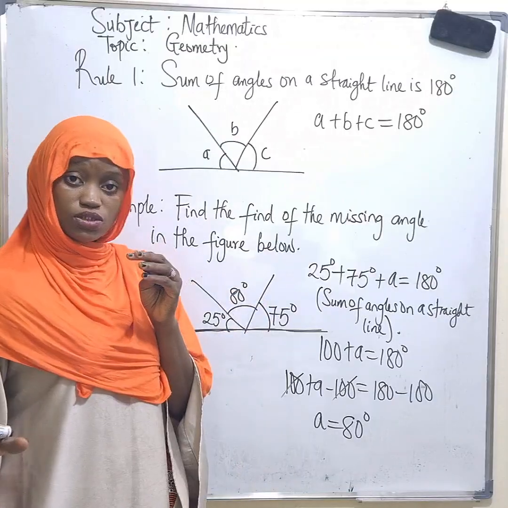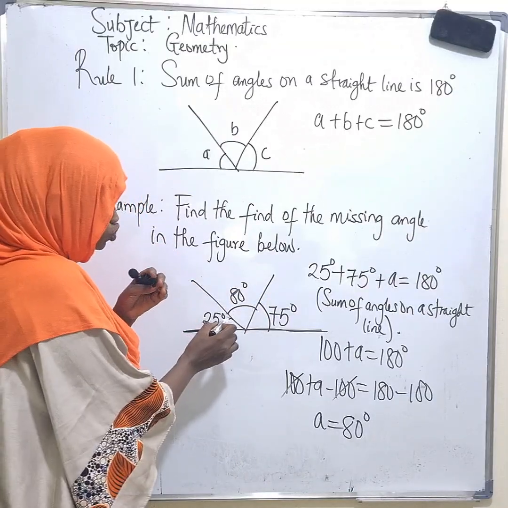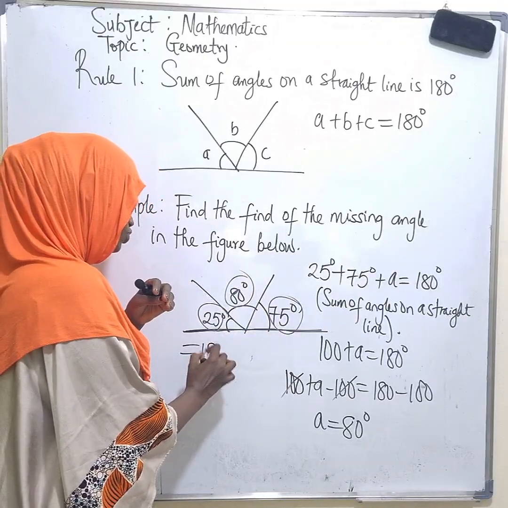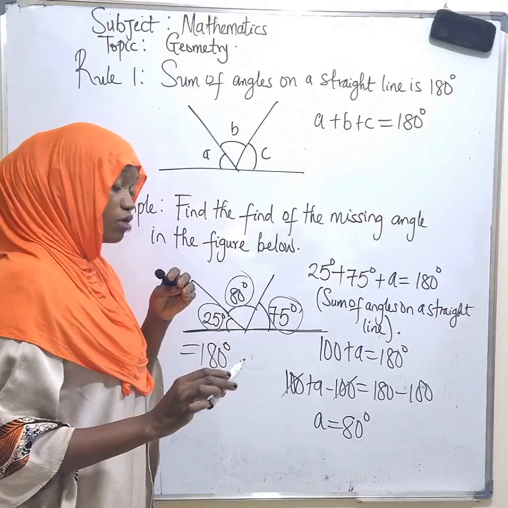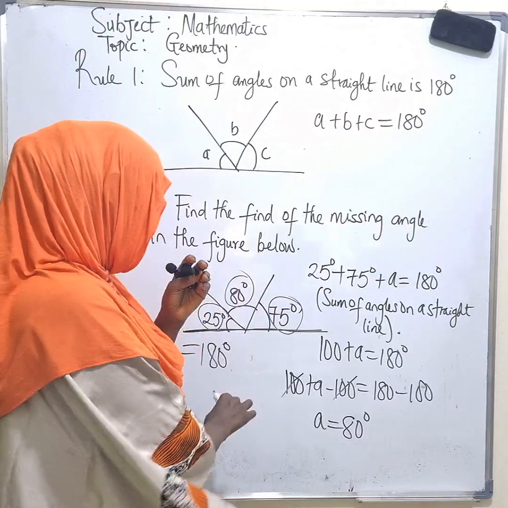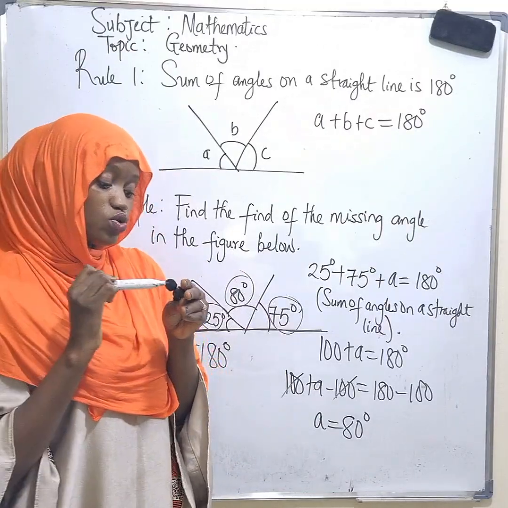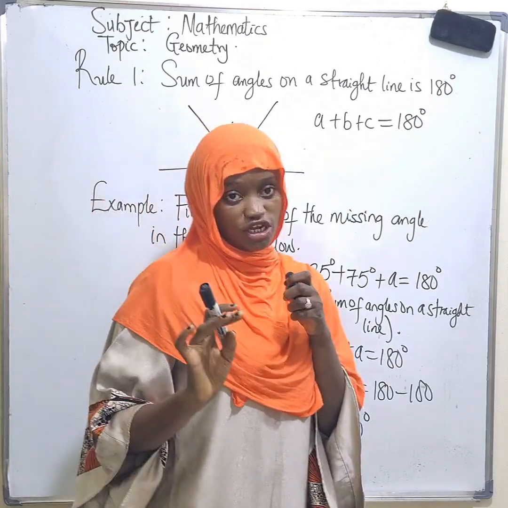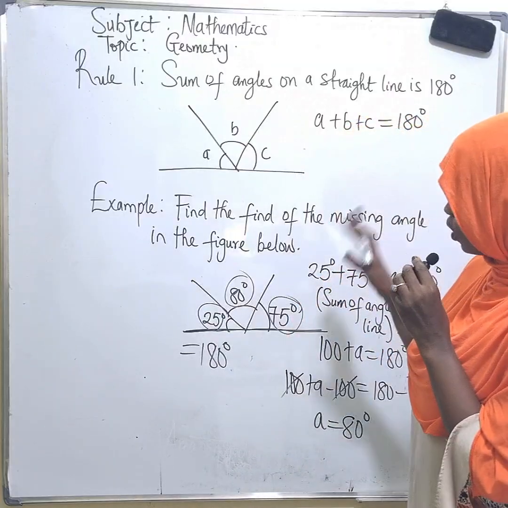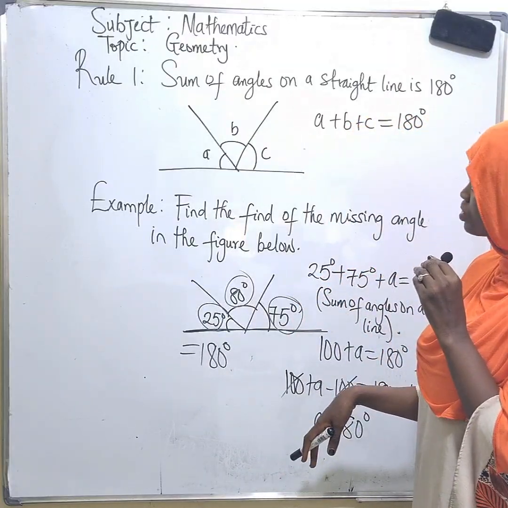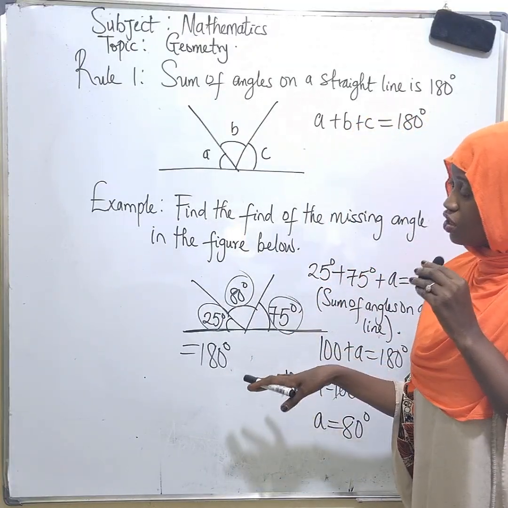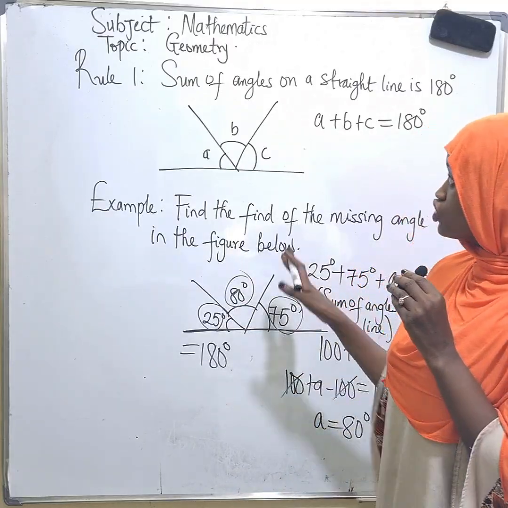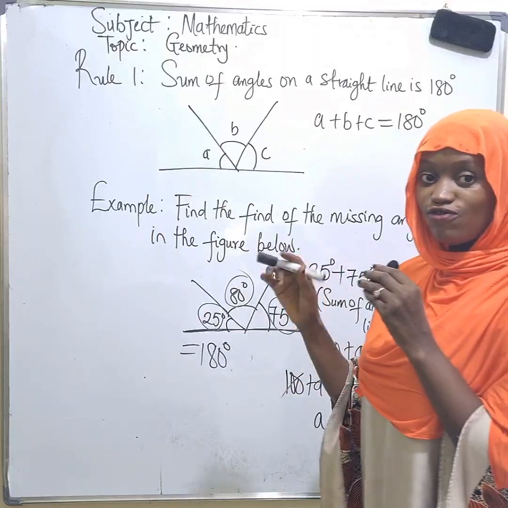So if you want to find out if your answer is correct, if you sum up 25, 75, and 80, that will give us a total of 180 degrees. If you sum them up and you do not have 180, then it means that the value you got for that missing angle is incorrect. So you have to always check to be sure, okay? After every rule, I'll be giving us an exercise for us to try. So now I'm going to clean the board and give us an exercise for us to try.